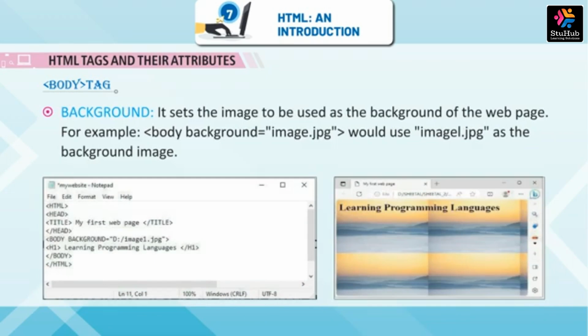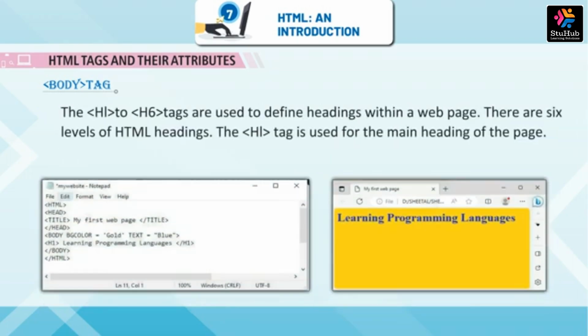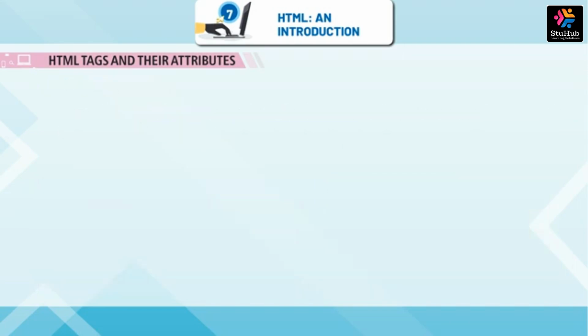Background. It sets the image to be used as the background of the web page. For example, <body background=image1.jpg> would use image1.jpg as the background image. Text. It sets the default text color for the content of the web page. It takes a color value as its parameter. For example, <body text=blue> would set the text color to blue.